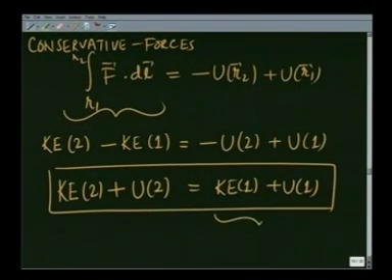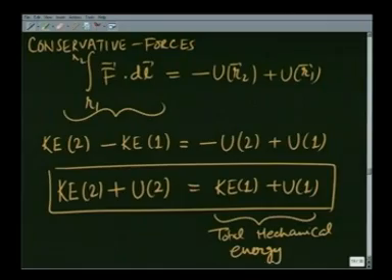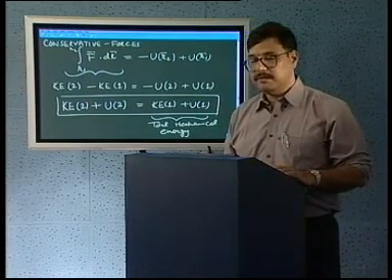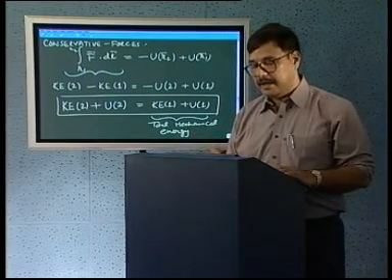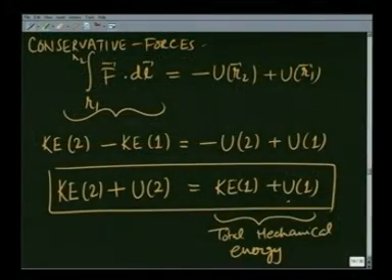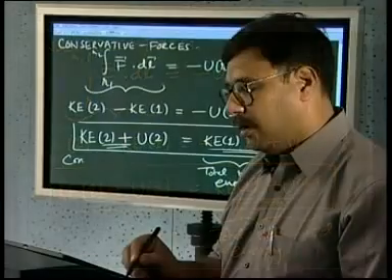I call this quantity, kinetic energy plus the potential energy, the total mechanical energy, and as a consequence of the work energy theorem and the conservative nature of the force, I get that in a conservative force field the sum of the kinetic and potential energy, and therefore, the total mechanical energy remains a constant. You see, at point 1 it is the same as at point 2, and therefore, it is the same as point 3, point 4 and so on. This is known as the law of conservation.